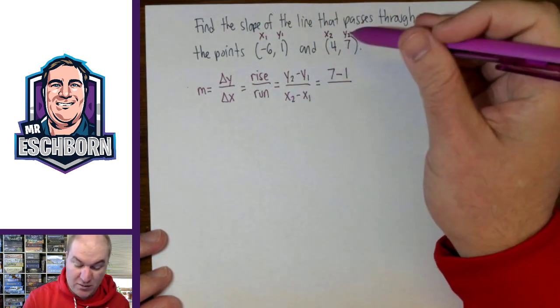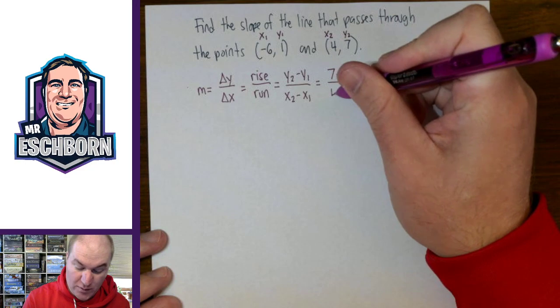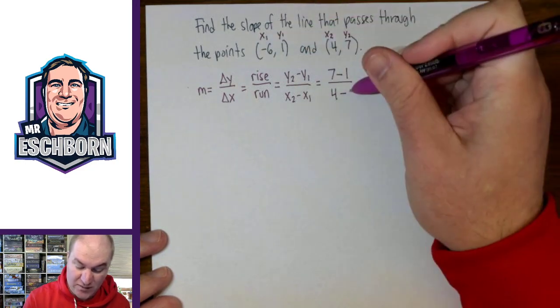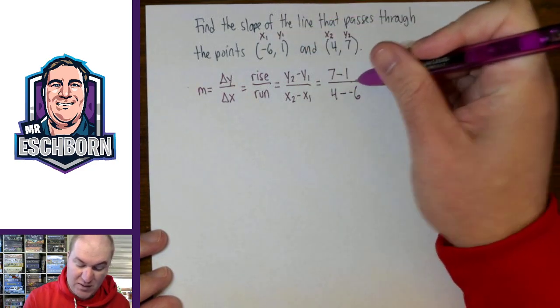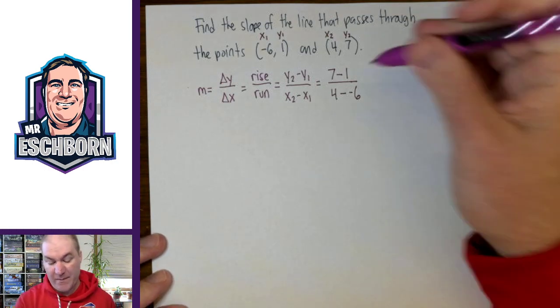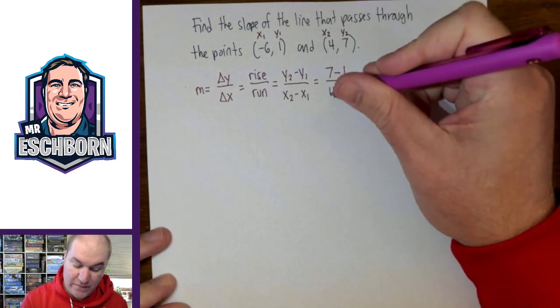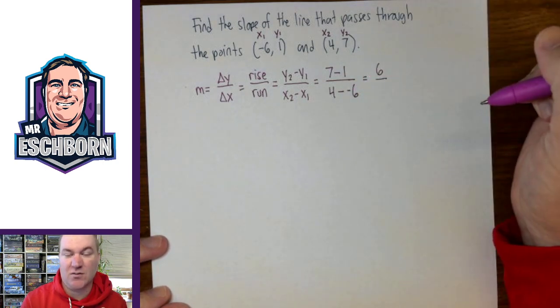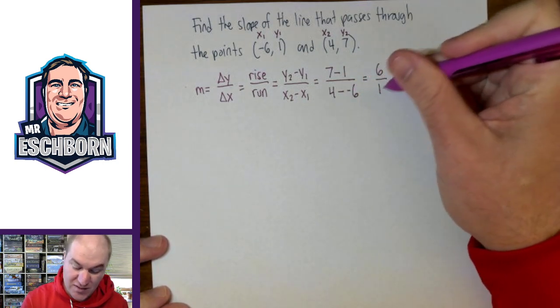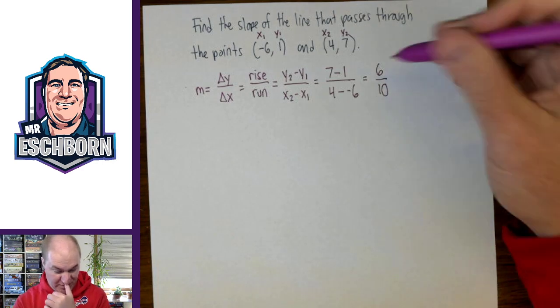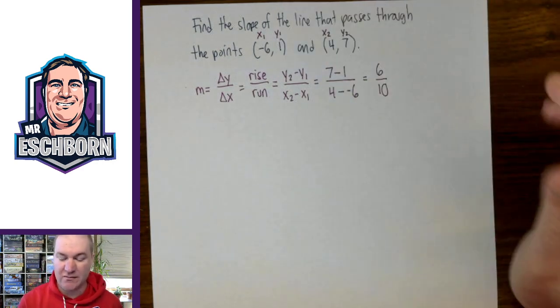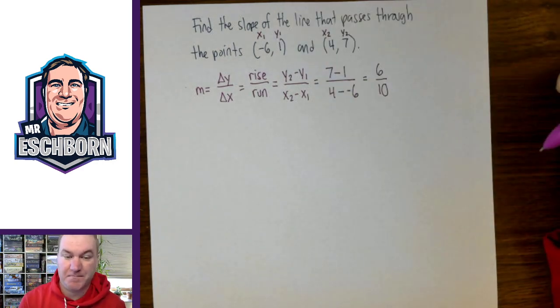So x2 is 4 minus x1 is -6. Be careful of your sign rules here because we're going to simplify and get 7 minus 1 is 6. And 4 minus -6 is really 4 plus 6, which is 10. So our slope of this line that we can't even see is 6/10.